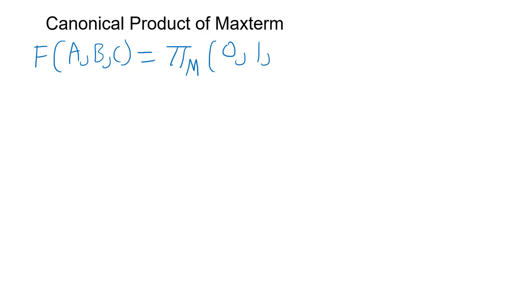Okay, let's move to the canonical product of max term. Previously we have seen canonical sum of minterm. Now I am saying canonical product of max term. So let me take one example. Suppose your function is given f a comma b comma c. Now product is represented by this, and it is a max term, so capital M. Now I am saying I have 0, 1, 4 and 5.